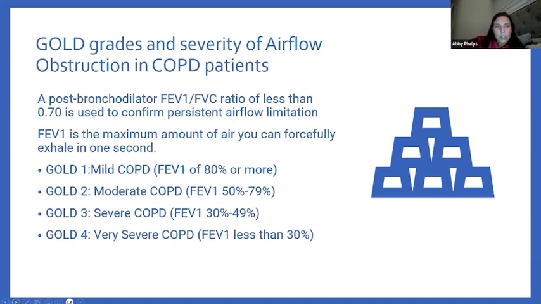GOLD 1, which is mild COPD, is an FEV1 of 80% or more. GOLD 2 is moderate COPD, so FEV1 between 50% and 79%. GOLD 3, which is severe COPD, is an FEV1 of 30% to 49%. And then GOLD 4, which is very severe COPD, would be less than 30% for FEV1.